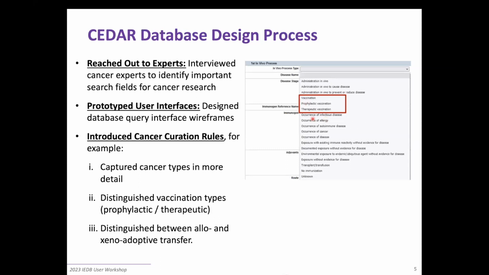So an example that we introduced, as you can see here, is different vaccination types. In the IEDB, vaccination was only prophylactic. In cancer, we also specifically have therapeutic vaccinations. Another example is that we now also capture cancer types in more detail. Previously, we would only say skin cancer or colorectal cancer, for example, but now we also added the stages of the cancer to the database.